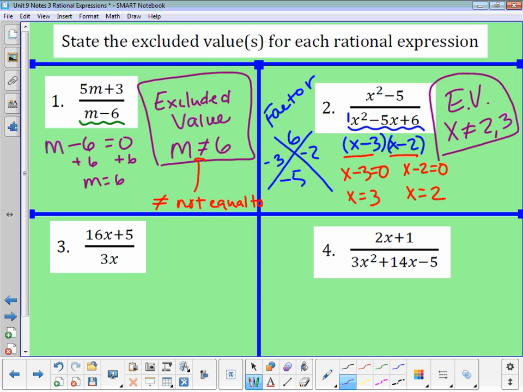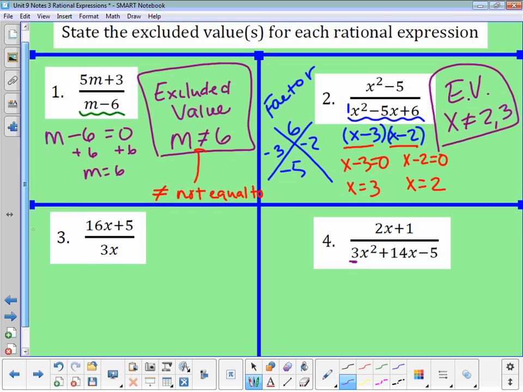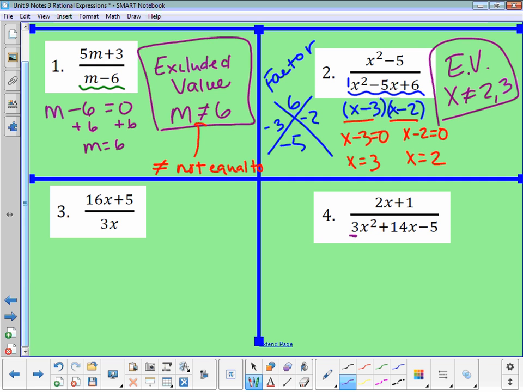I'm going to start out by helping you factor number 4, just so we can do that part together. Our a value is no longer 1, so that makes factoring a little more tricky. So I need to start setting up my x by multiplying the 3 times the negative 5, which is negative 15. So I want two numbers that multiply to negative 15 and add to positive 14. In this case, that happens to be positive 15 and negative 1.